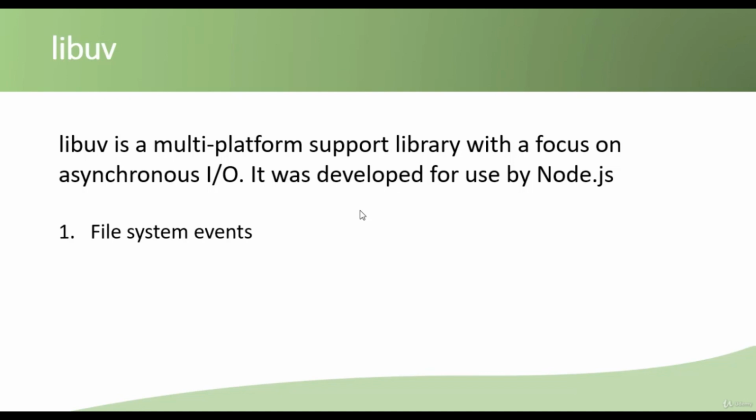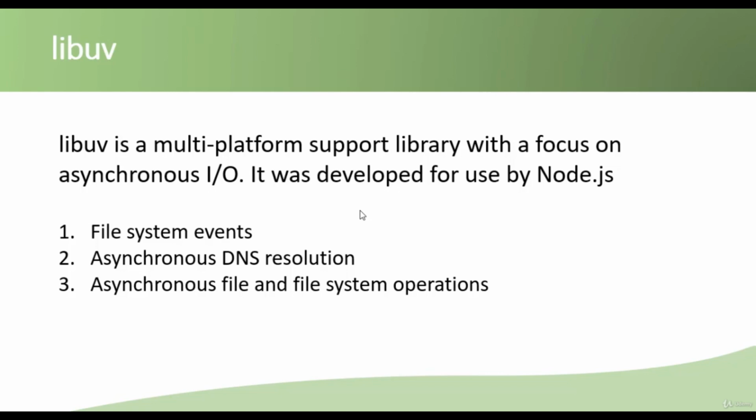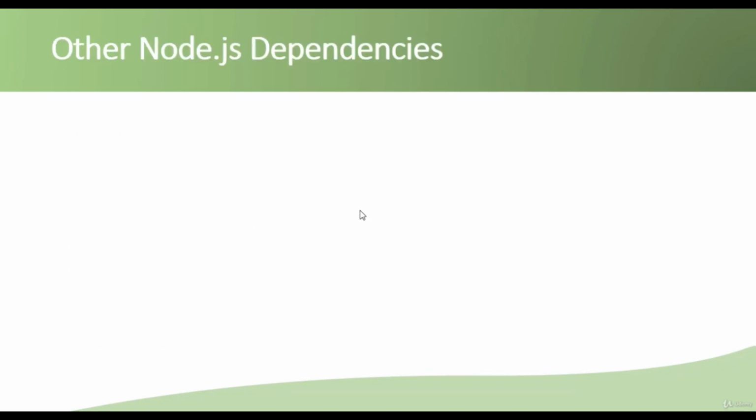It includes features like file system events, asynchronous DNS resolution, asynchronous file and file system operations, a full-featured event loop, threading, and many more. Okay, so you don't need to learn all these things. I am just giving you the overview that C++ is behind Node.js. Okay, so this is one of the most important dependencies of Node.js, which is the libuv library, which is written in C++.